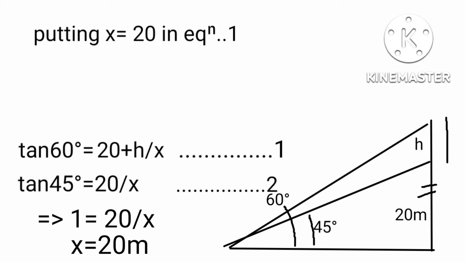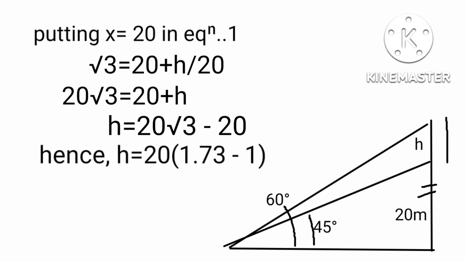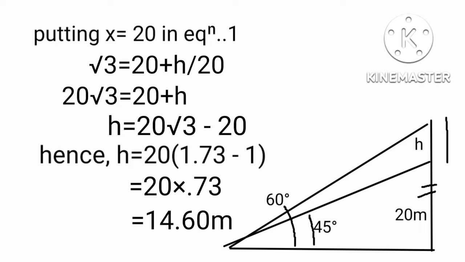Putting x in equation 1, square root 3 equals 20 plus h whole upon 20. Therefore, 20 square root 3 equals 20 plus h, which implies that h equals 20 times square root 3 minus 1. Hence, h equals 20 times 1.73 minus 1 equals 20 times 0.73 equals 14.60 meters.